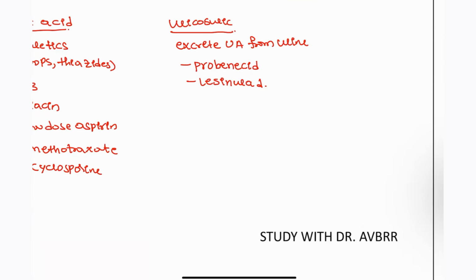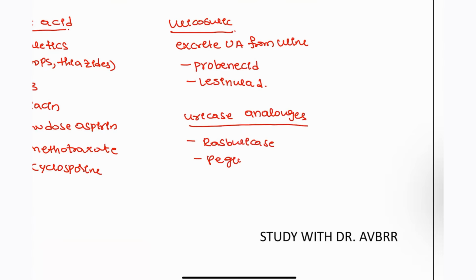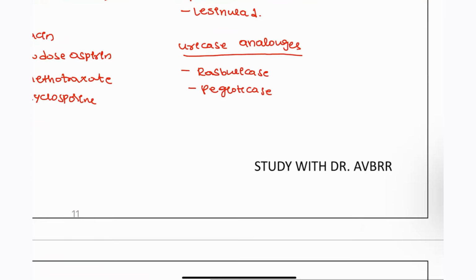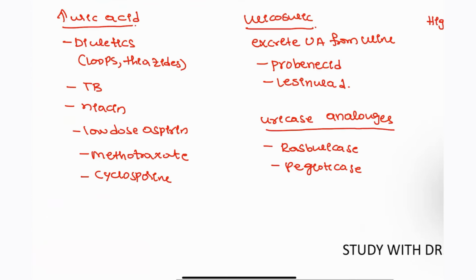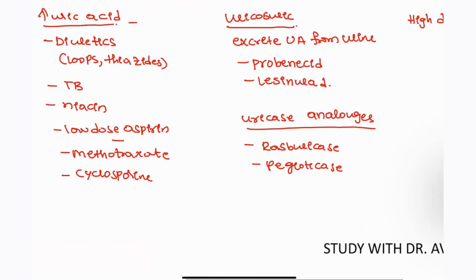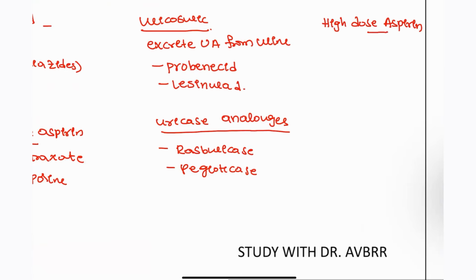Next, another one, uricase analogs. Uricase analogs are going to be rasburicase and pegloticase. These are the uricase analogs which will be seen. Next, some other drugs can also decrease it, for example high dose aspirin. Aspirin has many properties actually. At the low dose, it is increasing the uric acid, but when you give the high dose, it lowers the uric acid.